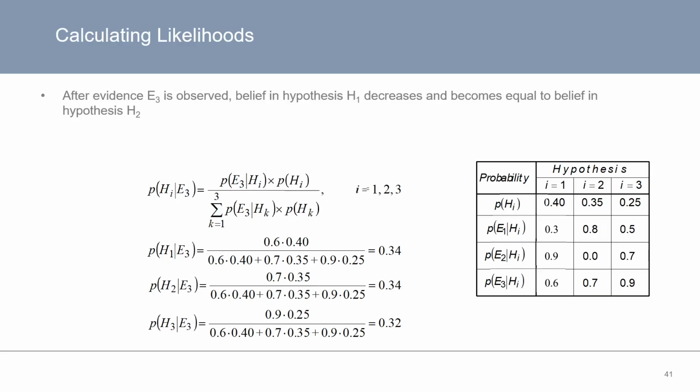Recall that before we knew any of this evidence, our prior probabilities of any one of these hypotheses outcomes are listed here in this row, with hypothesis 1 being the most likely. After calculating the conditional probabilities of these hypotheses given evidence 3, we now see that hypothesis 1 and 2 are now equally likely, and hypothesis 3 is still least likely. However, all 3 of these probabilities are now quite close to one another.